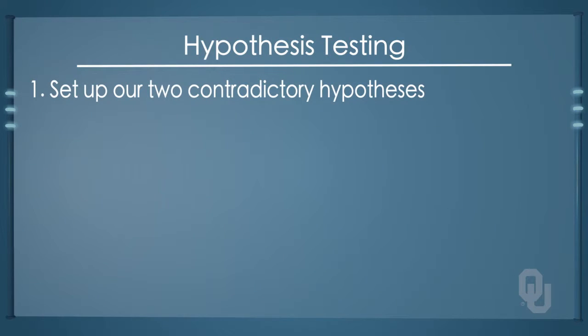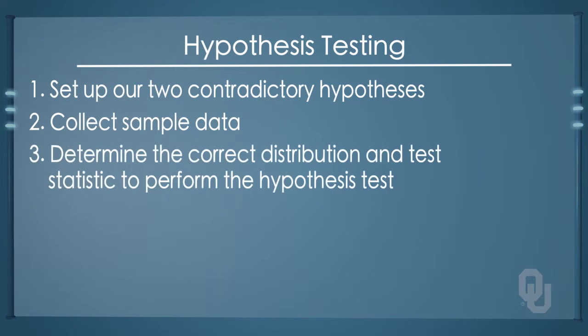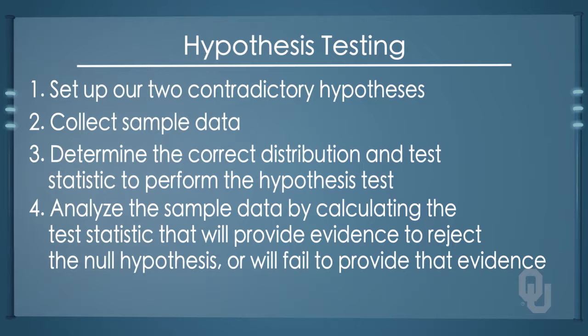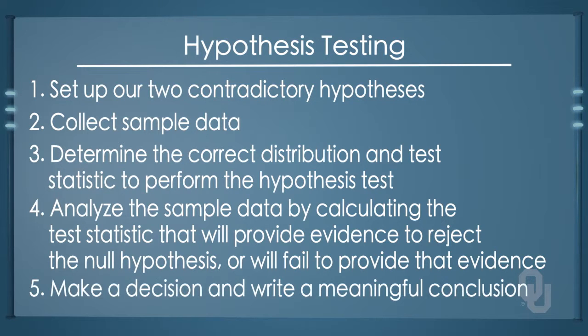To perform a hypothesis test, we will follow these steps. 1. Set up two contradictory hypotheses. 2. Collect sample data. 3. Determine the correct distribution and test statistic to perform the hypothesis test. 4. Analyze the sample data by calculating the test statistic that ultimately will either provide enough evidence to reject the null hypothesis or will fail to provide that evidence, and thus we will not be able to reject the null hypothesis. 5. Make a decision and write a meaningful conclusion.